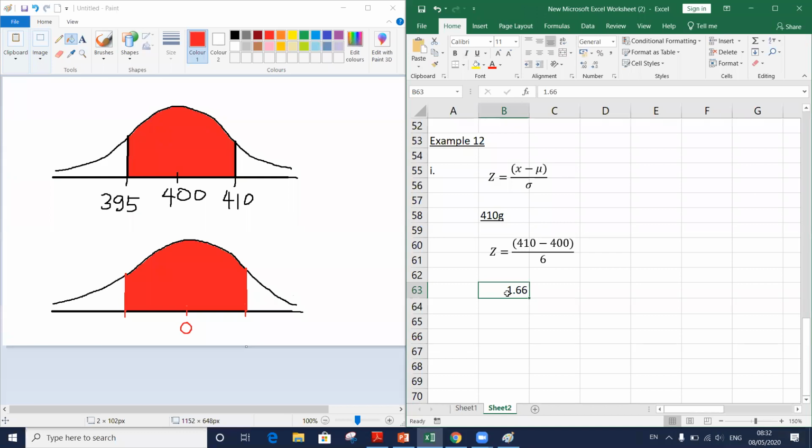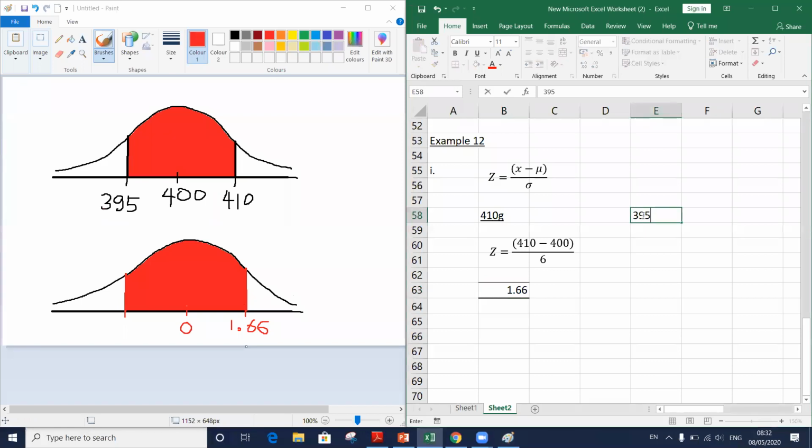Certainly the 10 divided by 6, 1.66. We have found when it is 410 grams, the corresponding Z value is 1.66, right? It means here the Z value should be 1.66. Like that way, we need to find the corresponding Z value for 395 as well, right?